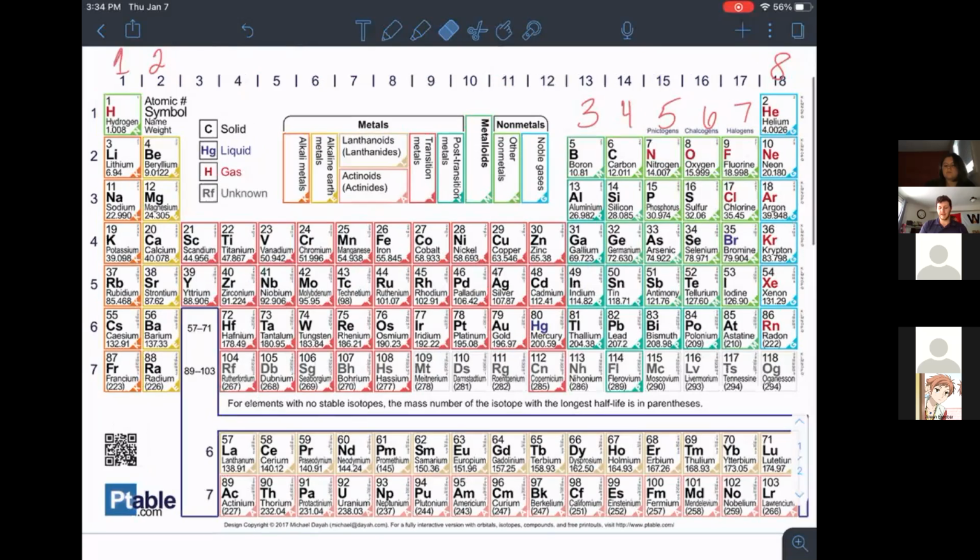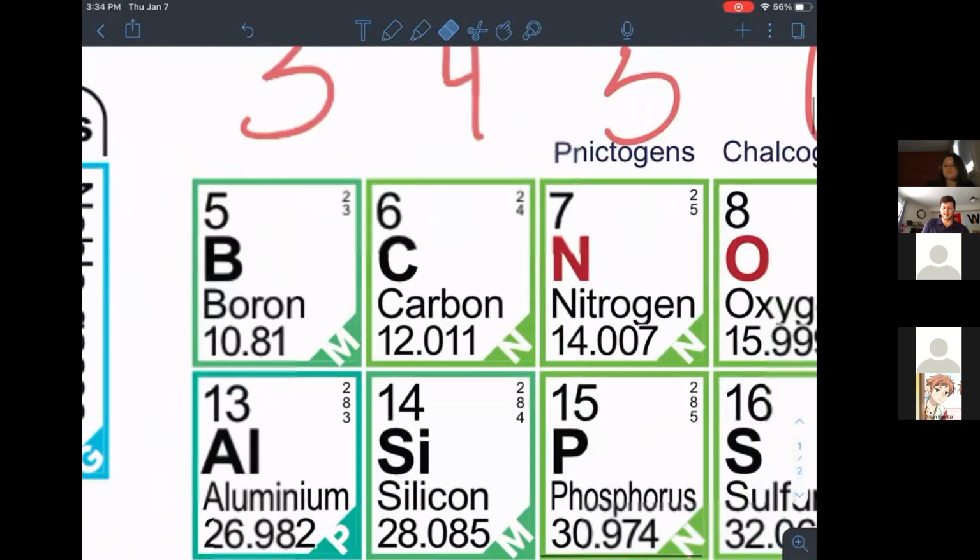What if I look specifically at carbon right here? What is this number? The amount of electrons. Amount of electrons, perfect, in a neutral atom. What else does it tell us? The protons. The protons, perfect. So that's our atomic number. It tells us our protons and electrons in a neutral atom.